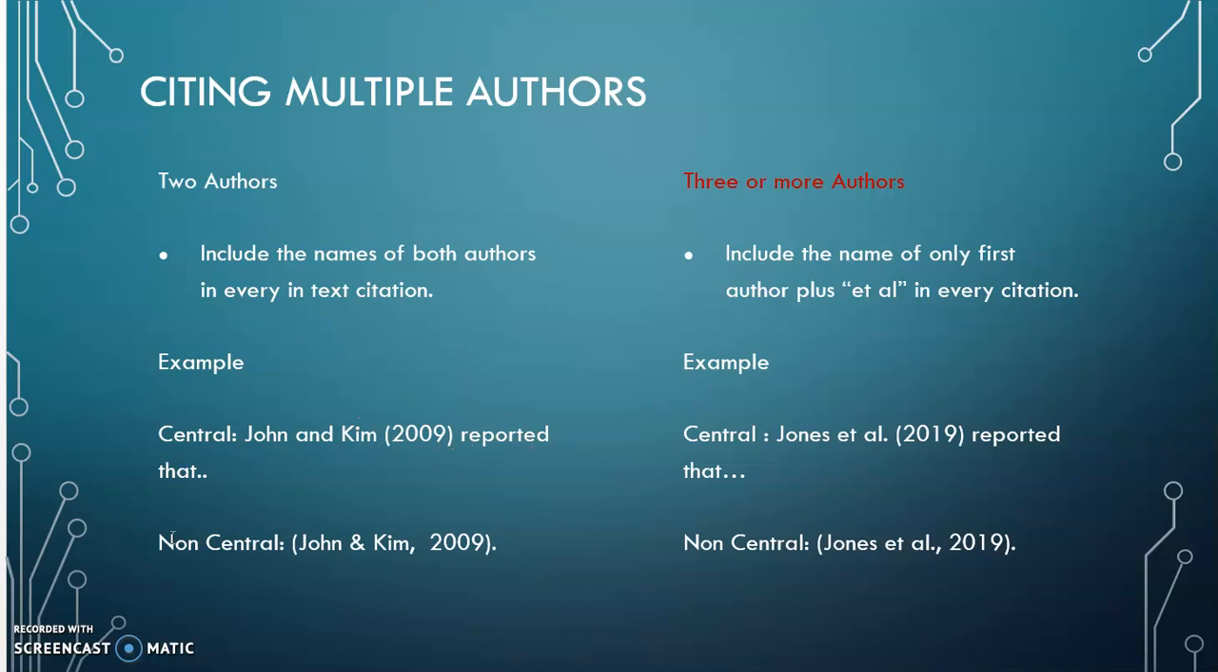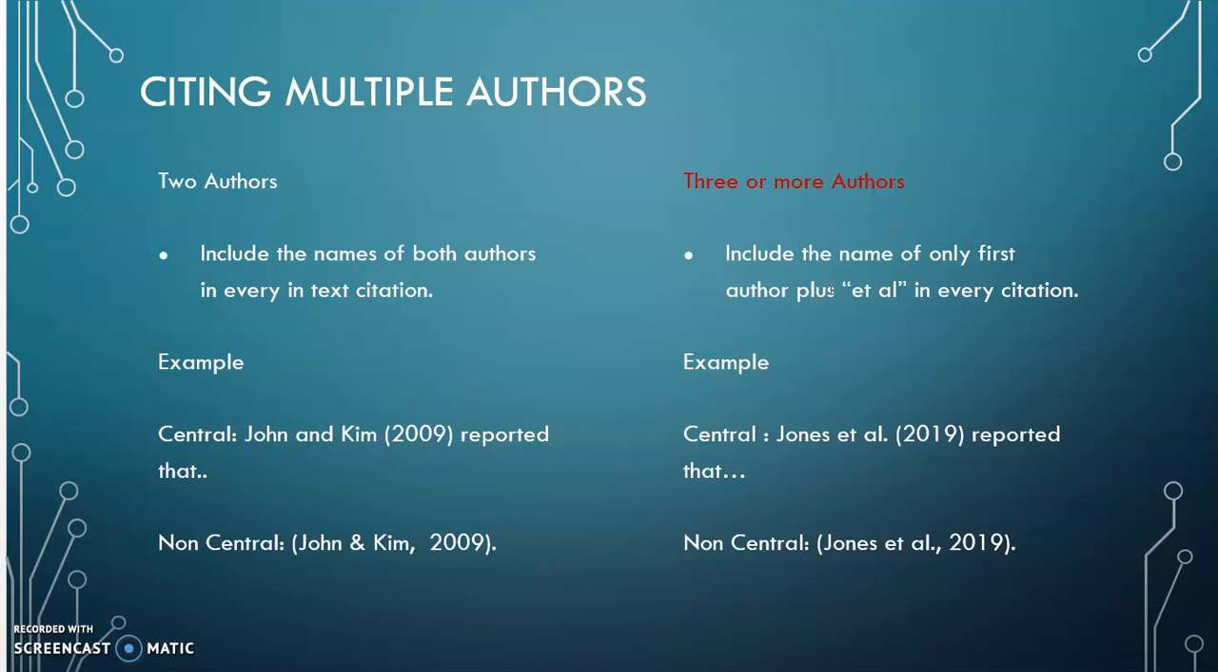2009 reported that. And if you're using it at the end, for example, in a non-central way, you're going to write John and this sign and then Kim. So if you're doing it in the central one, you're going to use the whole word 'and', A-N-D. But if you're using it as a non-central, then you can use this sign. Okay. And what if there are more than two or three authors? Then what are you supposed to do? You can't just write a whole list of authors at the end.